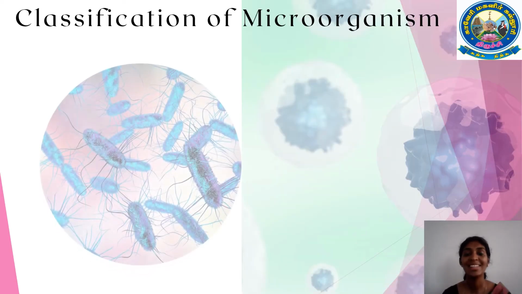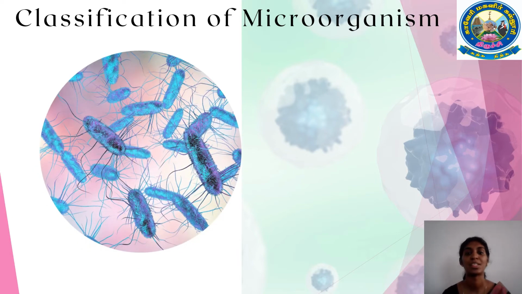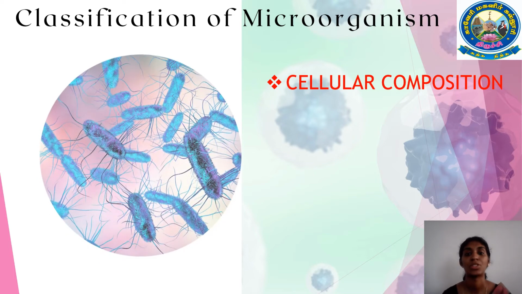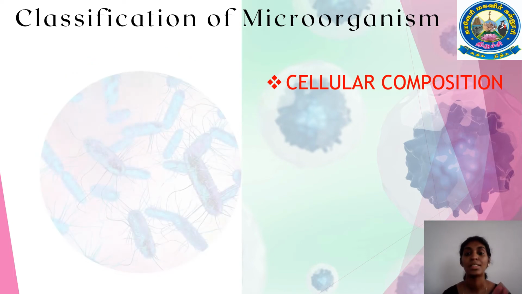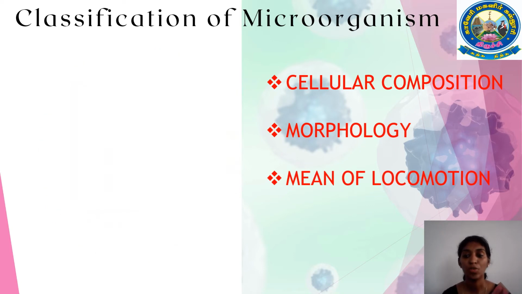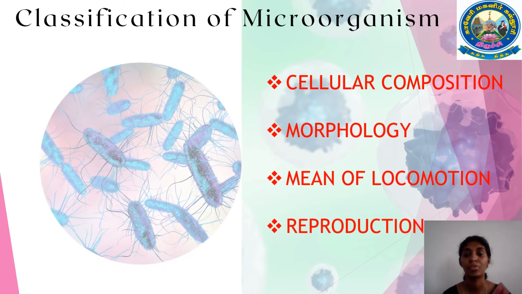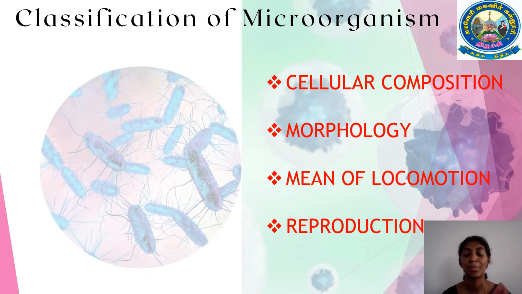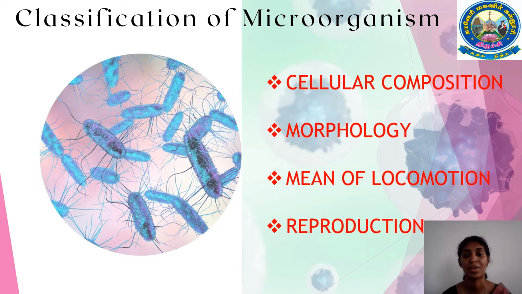Now let us see the classification of microbes. The classification of microbes is based on the following features. Number 1 is cellular composition, then the morphology, the means of locomotion and finally the reproduction. So depending upon these factors, the microorganisms are classified.